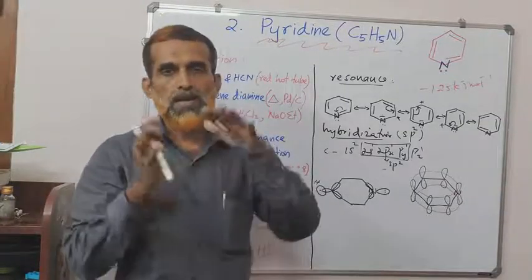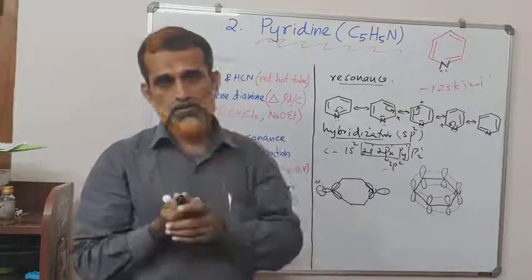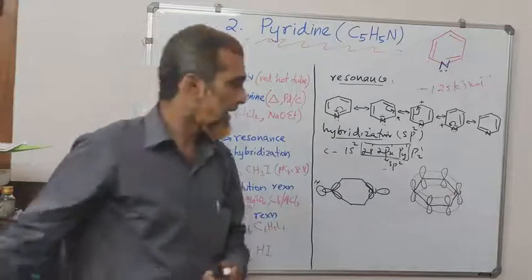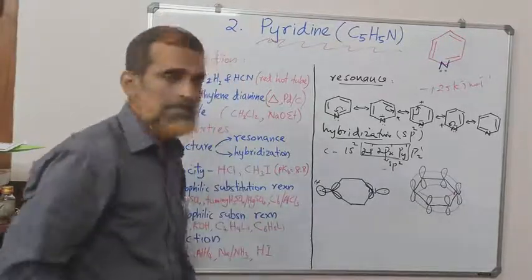So it is pi electron rich, exposed, so it is attacked by electrophiles. Pyridine undergoes electrophilic substitution reactions. We will see that later.